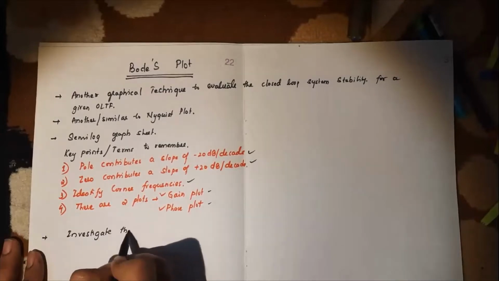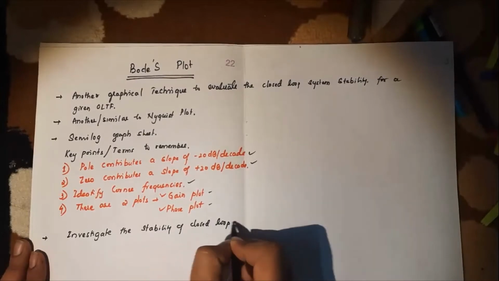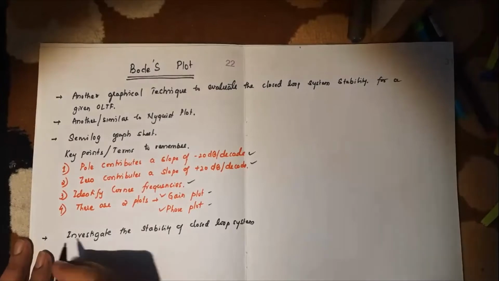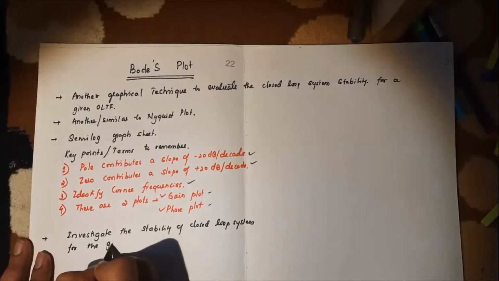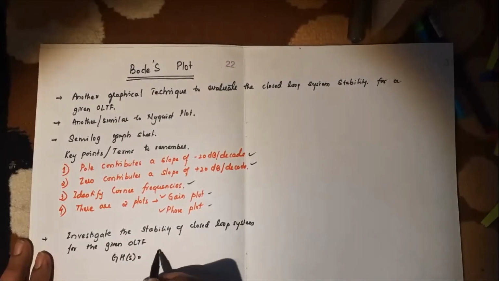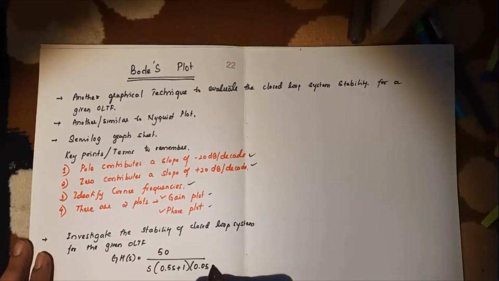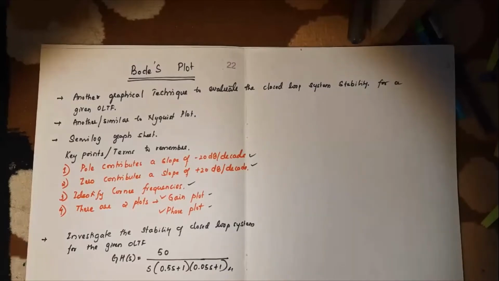So let me start straight away with a numerical. Investigate the stability of closed loop system for the given open loop transfer function, that is G(s)H(s) equals 50 divided by s into (0.5s plus 1) into (0.05s plus 1). So this is the given open loop transfer function, for which you need to check the closed loop system stability using Bode's plot. So there are three poles and there are no zeros. So how to proceed?